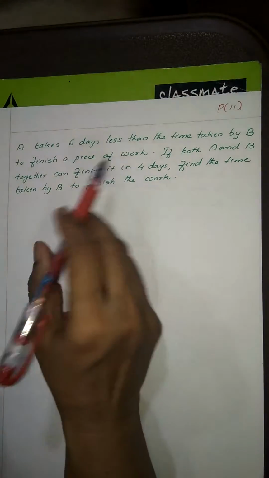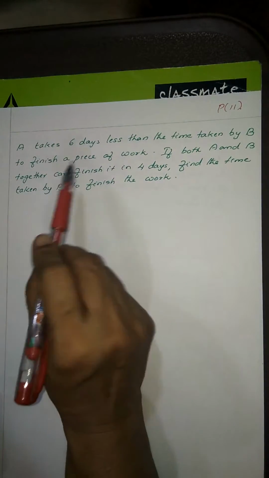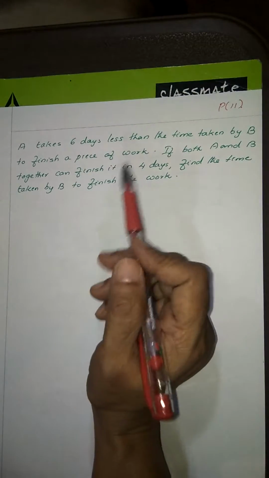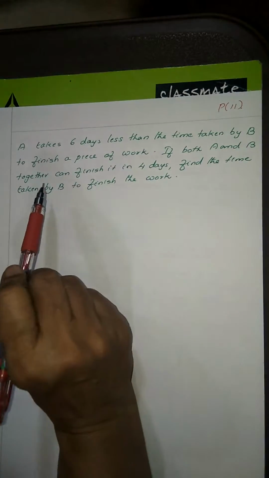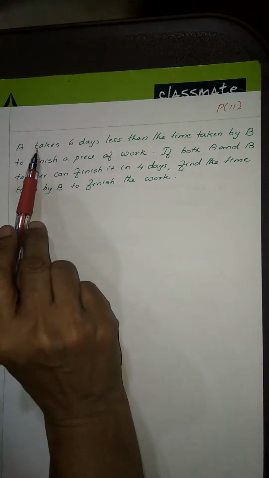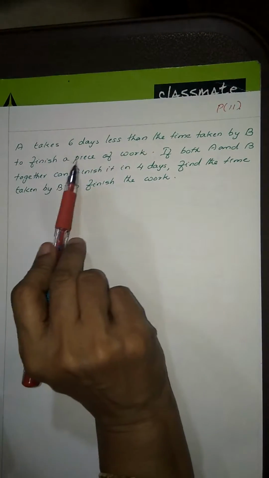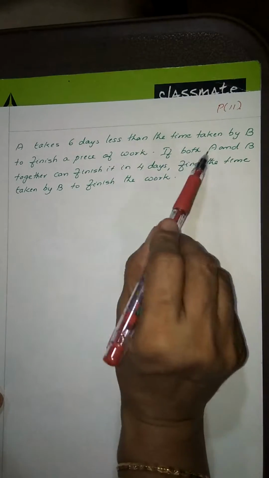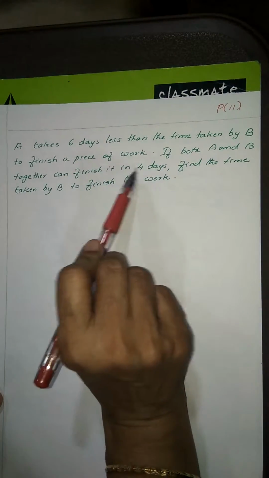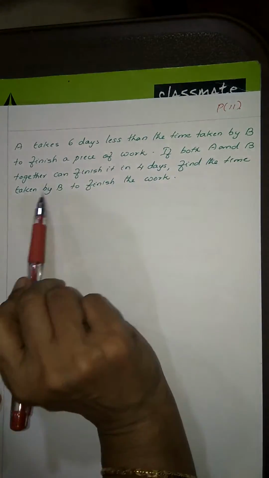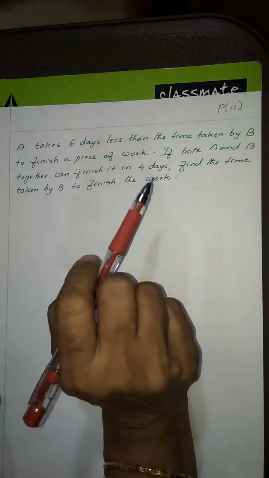Now this problem is based on the concept of time and work, which you have learned in the smaller classes. A takes 6 days less than the time taken by B to finish a piece of work. If both A and B together can finish it in 4 days, find the time taken by B to finish the work.